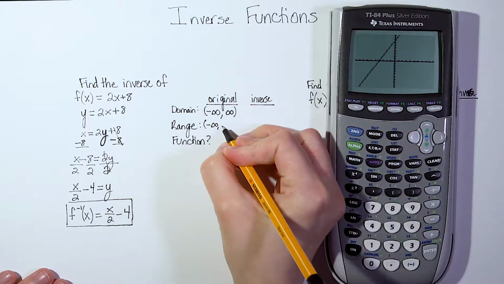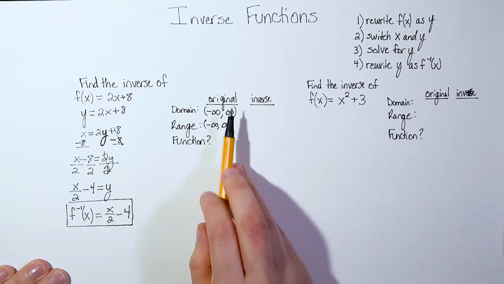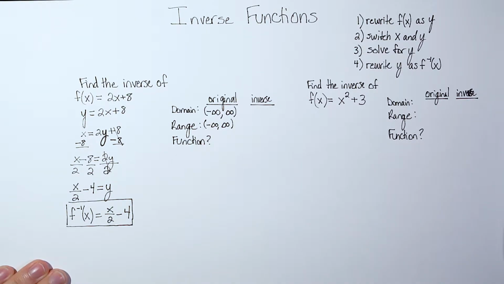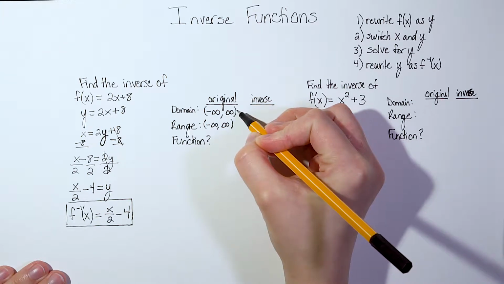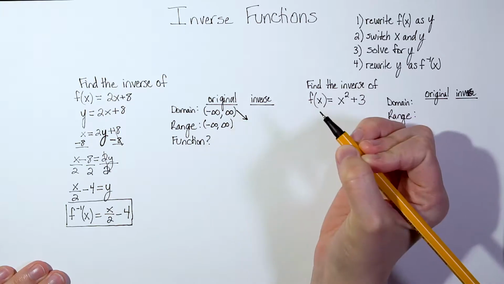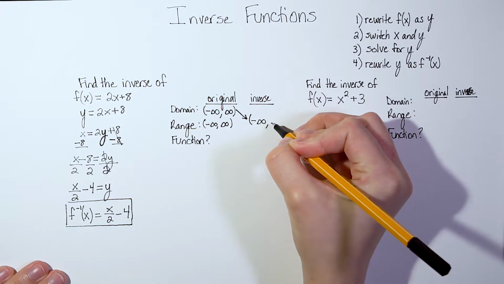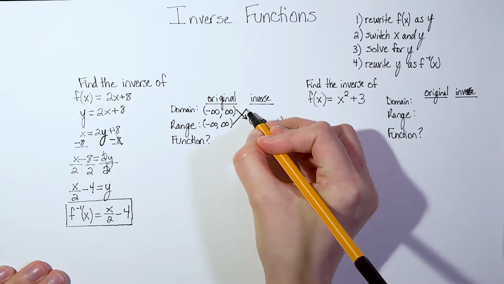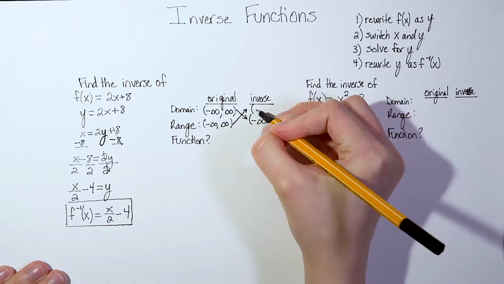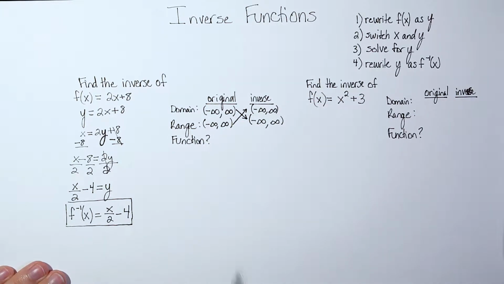What's really cool about this is once we find the domain and range of the original, I can already tell you the domain and range of the inverse without even having to graph it. Because remember, inverse means opposite. So I'm going to bring that domain down here to the range, negative infinity to positive infinity. And I'm going to take that range and put it up here in the domain for the inverse, negative infinity to positive infinity. Done. So you can just switch.